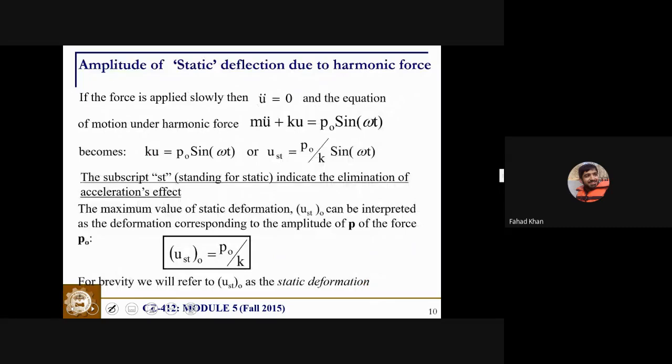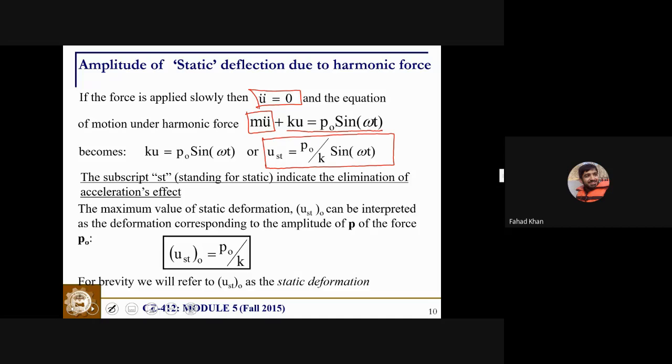If force is applied slowly, when the acceleration is 0 — this is the definition of our dynamic forces — if the force is applied at such a speed or at such a rate that it causes acceleration in the mass, we call it a dynamic force. But if it is unable to cause acceleration in the structure, then we can say that it's a somewhat static kind of force. So if acceleration is 0, this whole term will vanish and you will have ku equals p naught sine omega t. And since there is no acceleration in the system, your total displacement will be equal to p naught by k sine omega t.